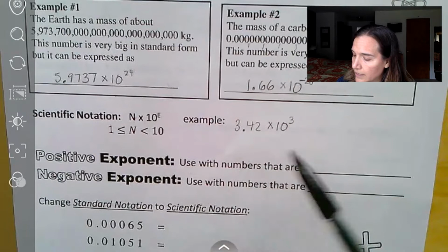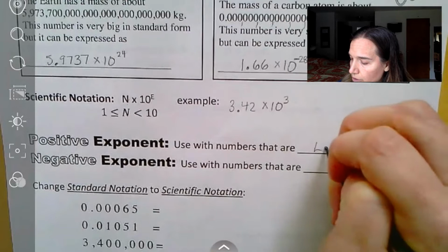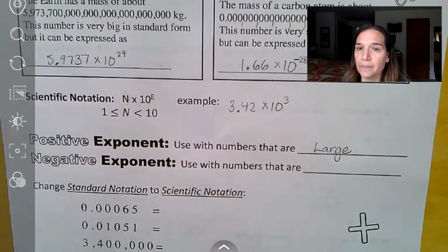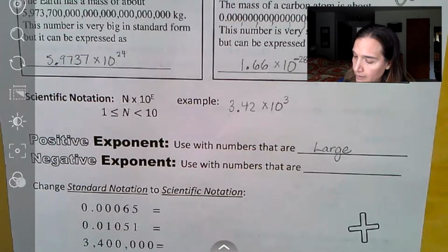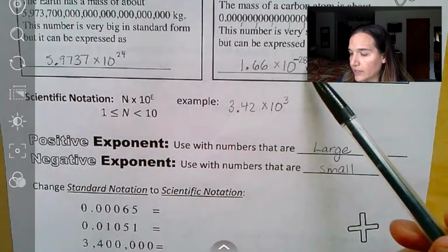Well, how do we know if they're big or small? And this is how we know. Positive exponents are used with numbers that are large. Now, large is, I guess, comparative since it could be 1 as well. But basically, anything 1 and over is a large number. Usually it's huge numbers like you see here. Negative exponents are ones that you use with numbers that are small. Again, this is very, very tiny. This is a lot less than 1. But again, that's going to be a negative exponent in your answer.